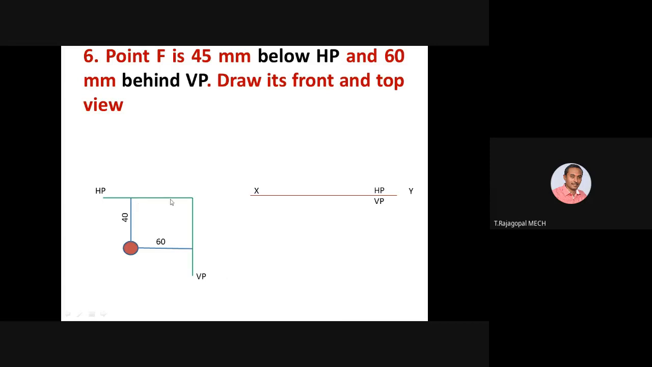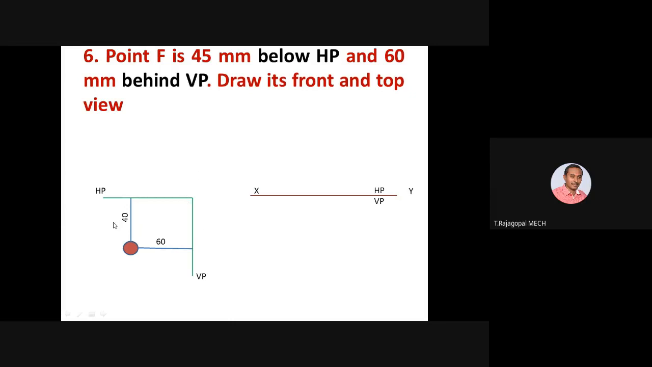If this is the XY reference plane, what will happen? This 60 mm is projected on the top view. This is the transparent plane. This projection you can see on this horizontal plane. This 60, after the rotation, will go above the XY.